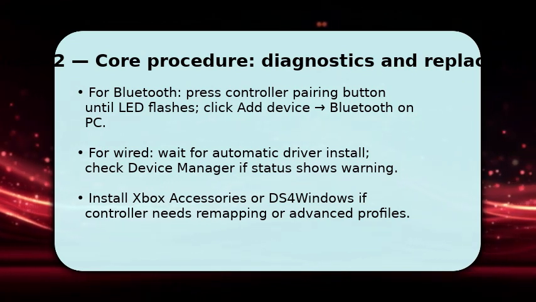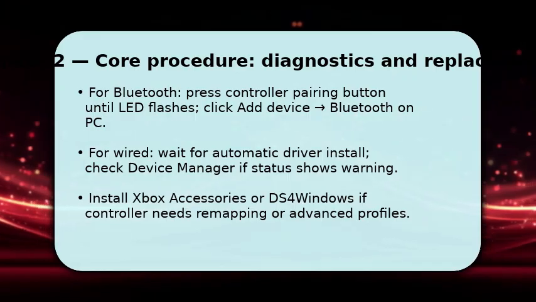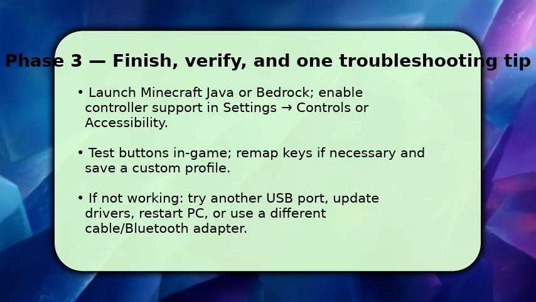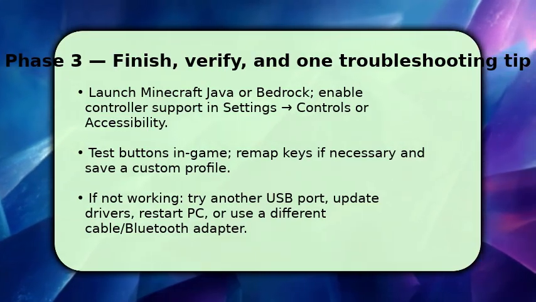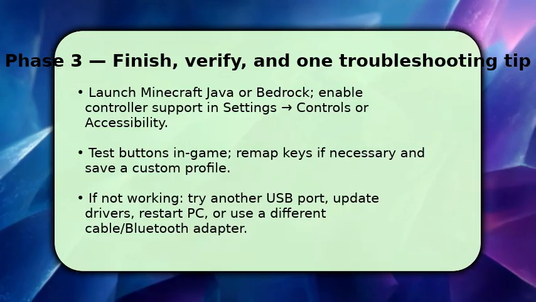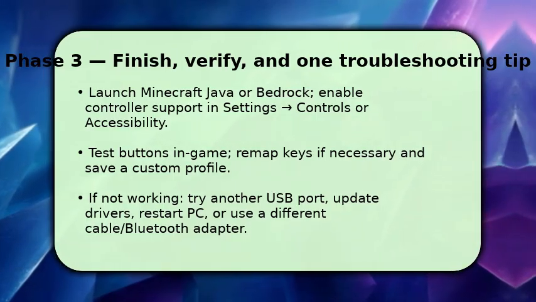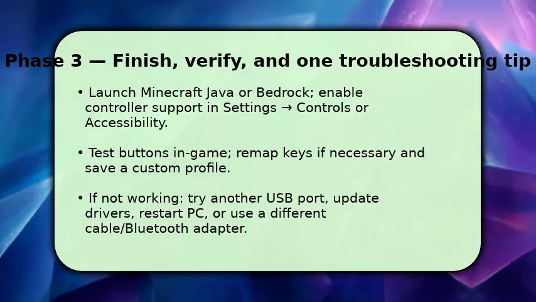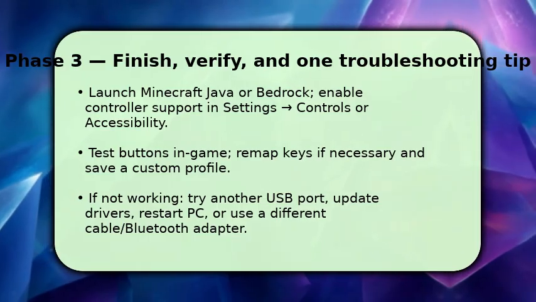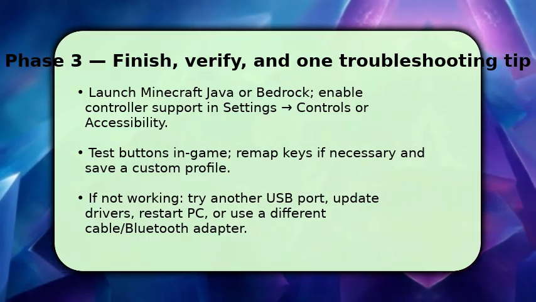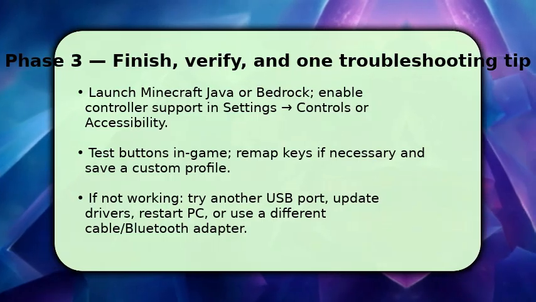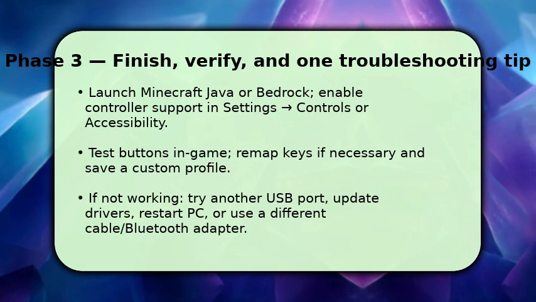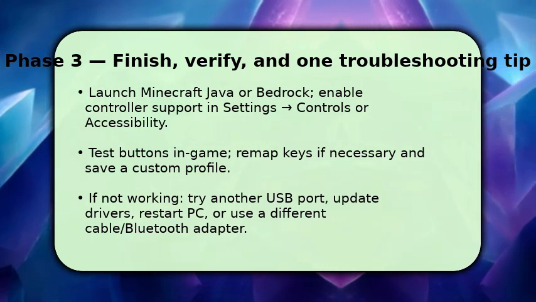You finish by configuring Minecraft and validating the controller because game settings determine responsiveness. Open Minecraft, go to Settings > Controls or Accessibility and enable controller input. Then test movement, inventory, and menu navigation. If a button behaves wrong, remap it and save the profile. If nothing registers, try switching USB ports, replacing the cable, updating drivers, restarting the PC, or repairing Bluetooth. A key troubleshooting tip: test the controller in Windows Game Controllers or Steam Big Picture to isolate hardware versus game configuration issues.